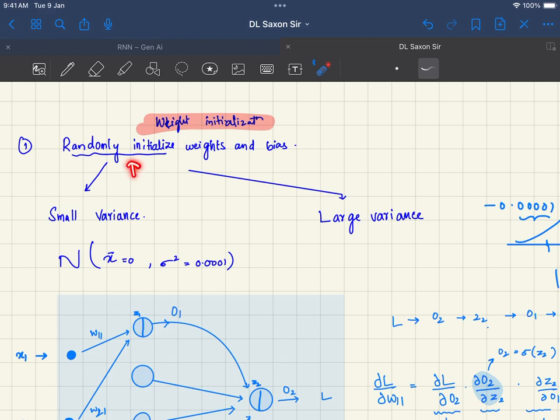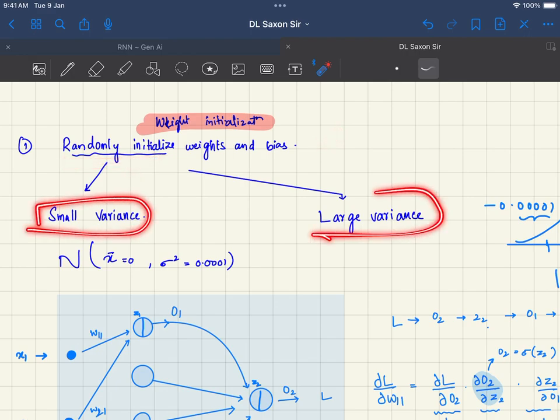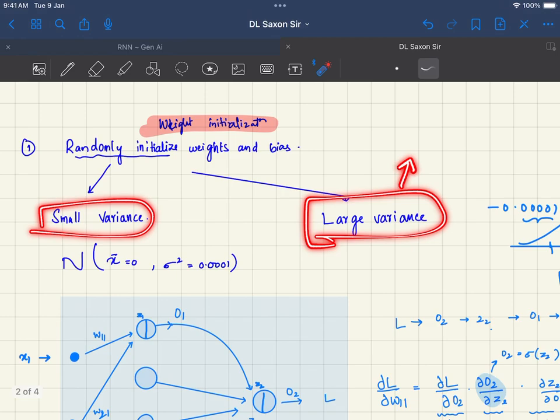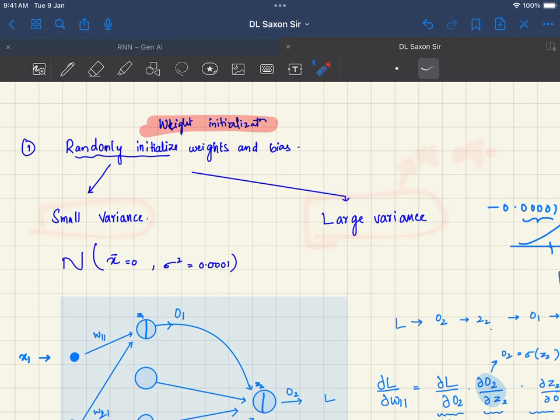We have already been told that random initialization is correct, but initializing from a very small variance or a large variance will lead to some issues, like vanishing gradient and exploding gradient in ReLU. So these are a few issues. First, let's learn what happens when we initialize with small variance. What is small variance actually?